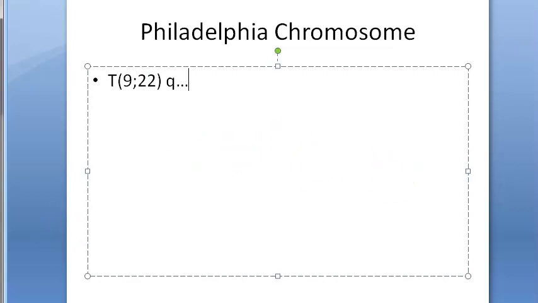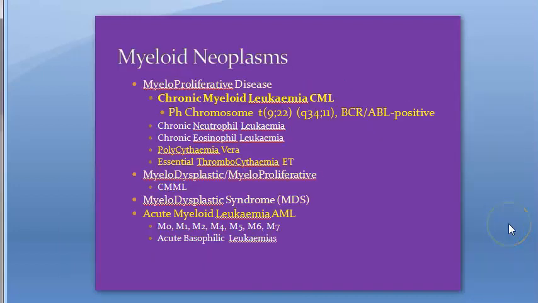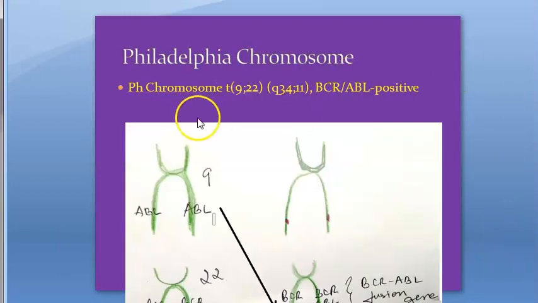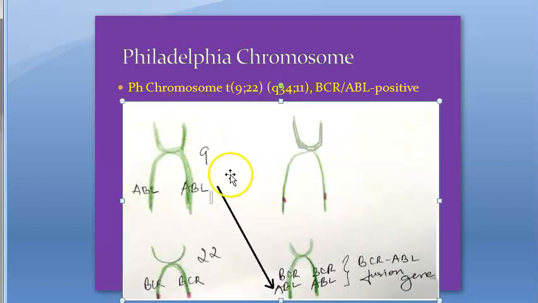Let's show that from our previous video. Wait. Okay, we'll go here. This was our previous lecture video. In this, yeah, the Philadelphia. So basically 9;22, BCR-ABL fusion gene. Yes. So this is the Philadelphia chromosome.